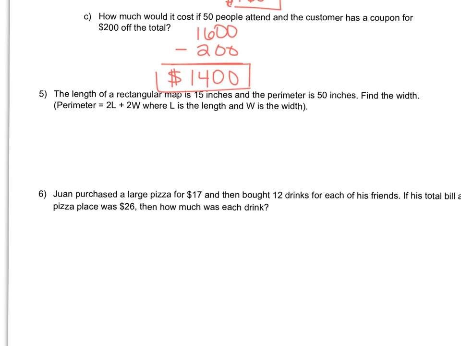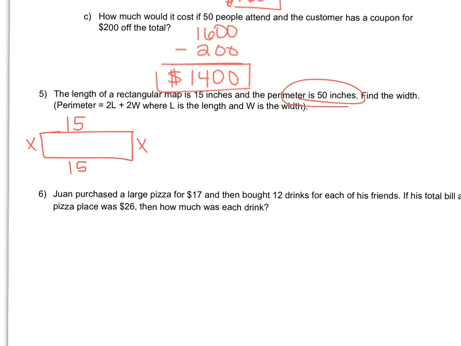If I go ahead and look at number 5, number 5 says the length of a rectangular map is 15 inches and the perimeter is 50. Find the width. So I do have a hard time with this, so I like drawing a picture. It says the length is 15, so that's 15 and that's 15. It says find the width, which means the width is x. And it says the perimeter is 50 inches. So how do you find the perimeter of a shape? Well, you add up all the sides.